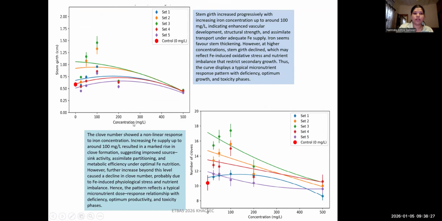Next is number of cloves versus concentration, and again, as we can see, for set 3, we have got a good increase in the number of cloves per bulb of the plant, let's say. But further for set 4 and set 5, as we can see, the number of cloves has decreased. So this represents Fe induced physiological stress and nutrient imbalance. This pattern reflects a typical micronutrient dose response relationship with deficiency and toxicity phases, as I've discussed earlier.